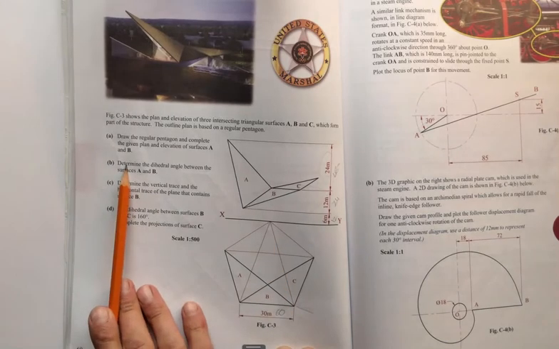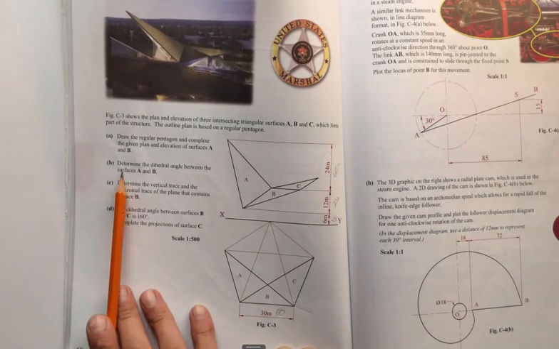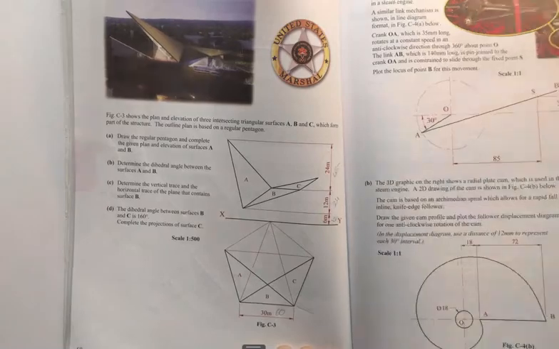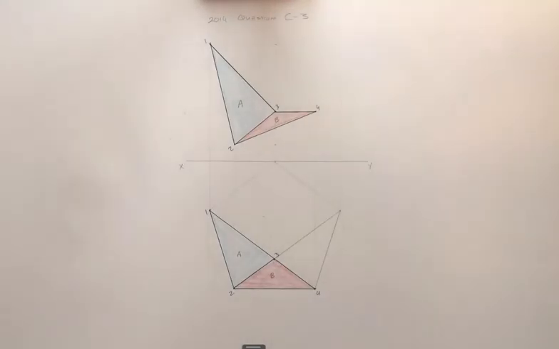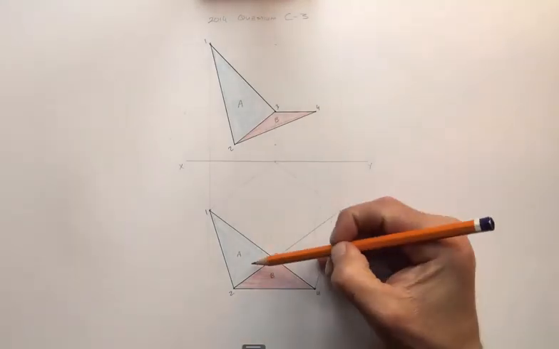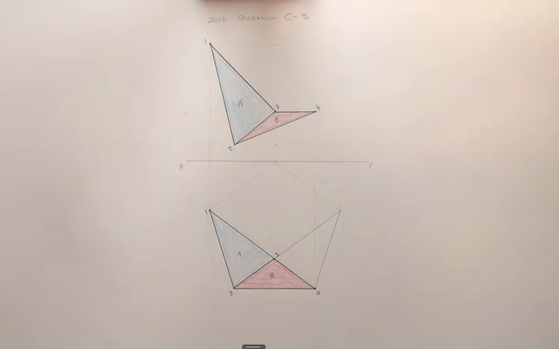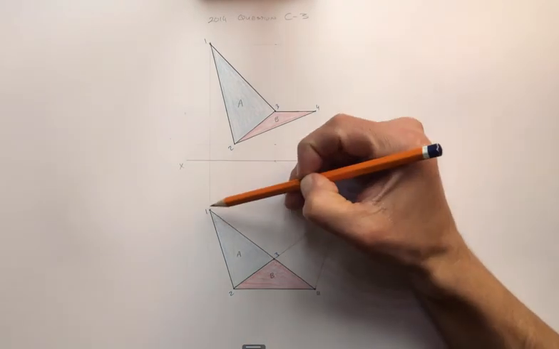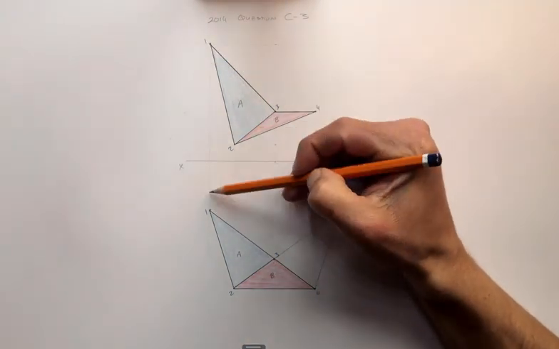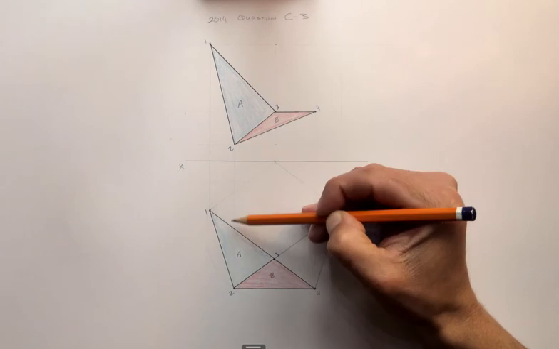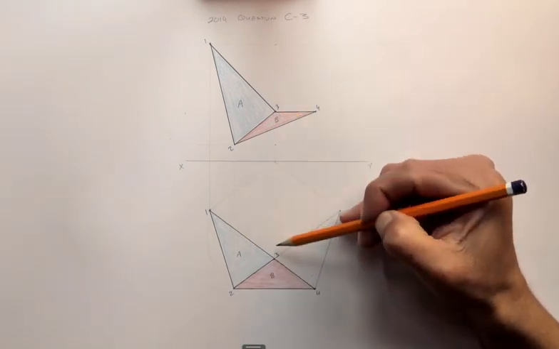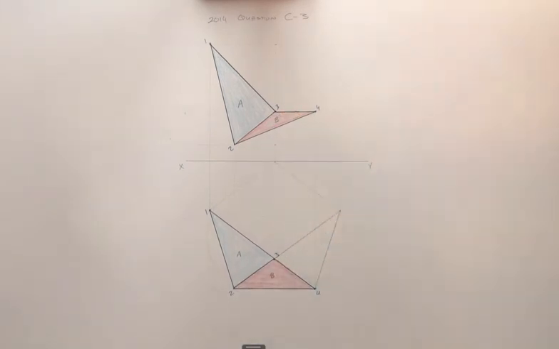Part B of the question, we determine the dihedral angle between surfaces A and B. So again, we've got our two surfaces A and B. I've set up the question on the sheet. I've only drawn in and highlighted surfaces A and B. Labeling the points. We've got point 1 in elevation and plan, points 2 in elevation and plan, 3 in elevation and plan, and 4 in elevation and plan. So we're only dealing with 4 points.